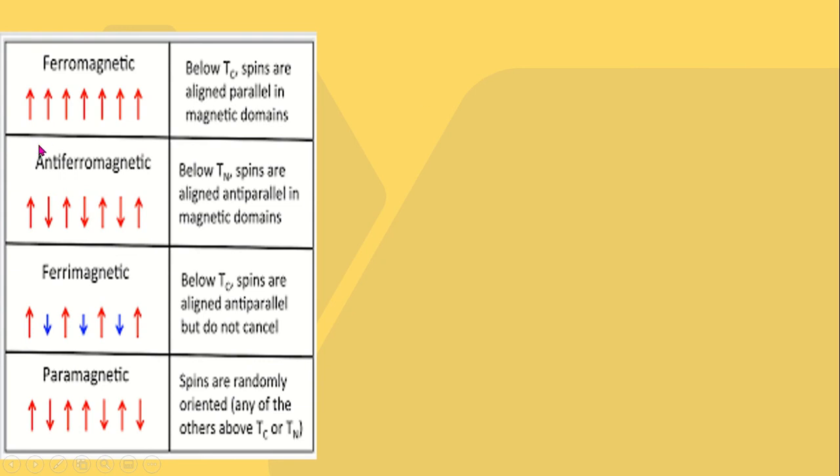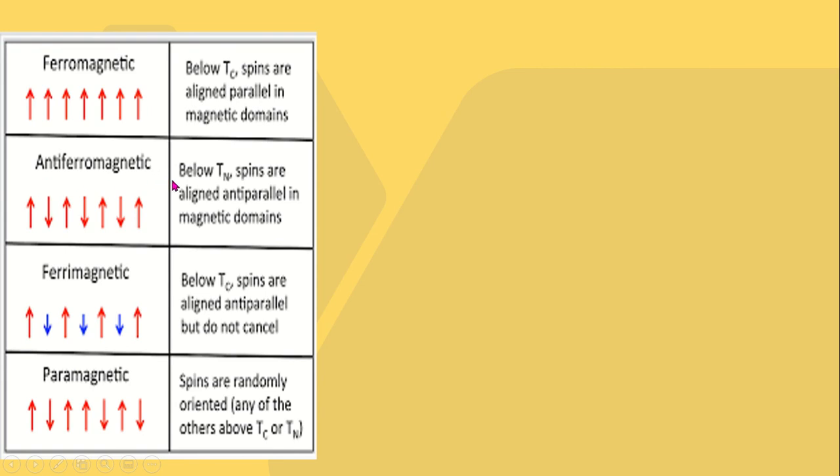Now, look, ferromagnetic materials. Below Tc, spins are aligned parallel in the magnetic domains. Tc means Curie temperature. Here I have to explain what is Curie temperature. When temperature crosses a definite value, a ferromagnetic substance loses its magnetism. This temperature is called Curie temperature. So, below Curie temperature, spins are aligned parallel in the magnetic domains. And when it reaches the Curie temperature, it loses its magnetism.